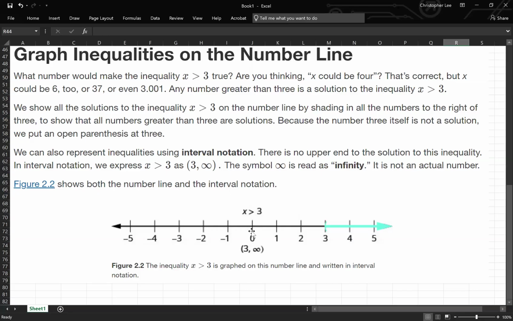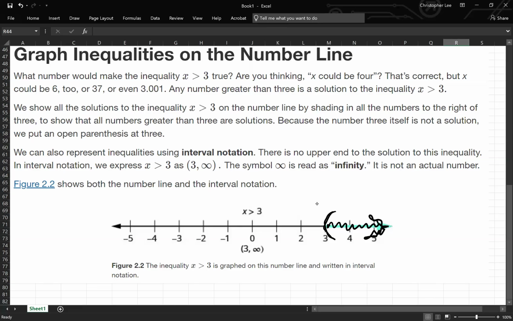This figure shows what a number line looks like. We always have 0 in the middle, and to the right of 0 we have all our positive numbers, 1, 2, 3, 4, 5. To our left, we have all of our negative numbers, -1, -2, -3, -4, -5. And then to illustrate 3 going to infinity, we make a parenthesis right here, and then we shade all of the numbers to the right. And that's it.